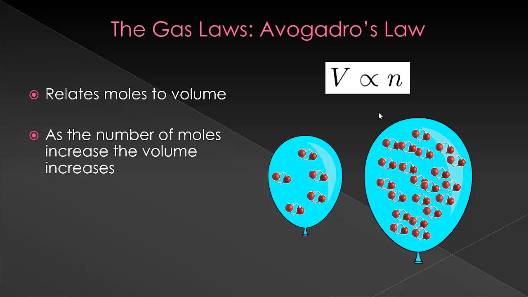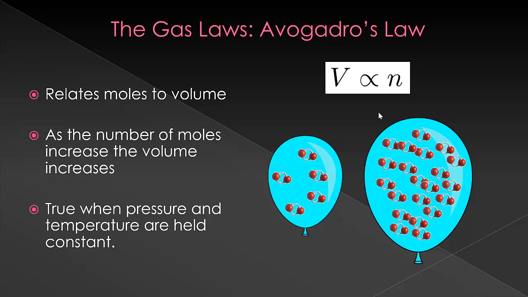And if you think about this in terms of balloons, think about what happens if you put one breath of air into a balloon and how the size of that changes. Now add another breath. What did you just do by adding another breath into the balloon? Well, you added more moles of gas and your volume increased. This is true when pressure and temperature are held constant. So if you have something that is holding pressure relatively constant and your temperature isn't changing, Avogadro's law will work. Otherwise, you have to take the others into account as well.